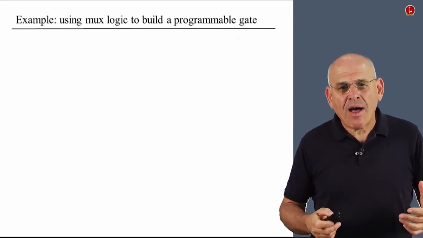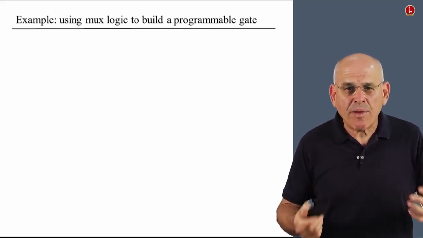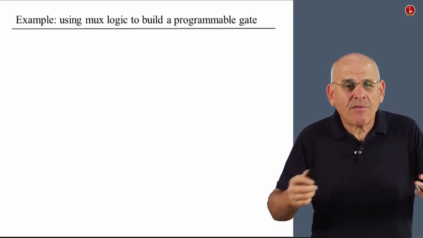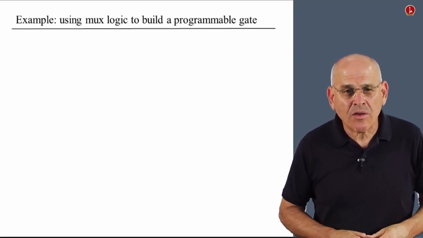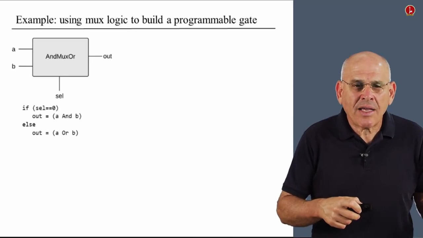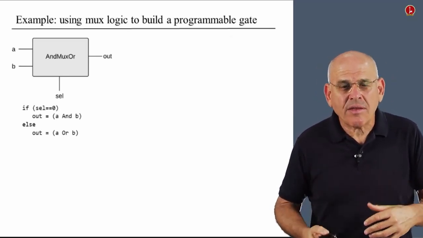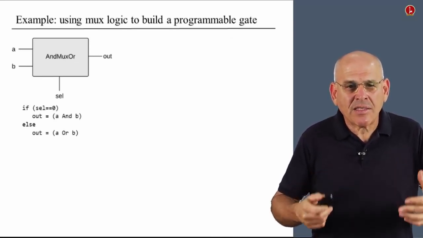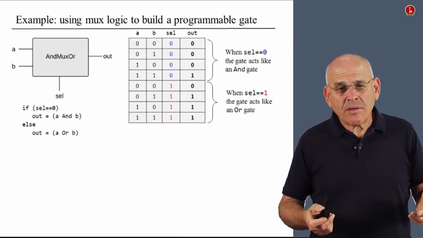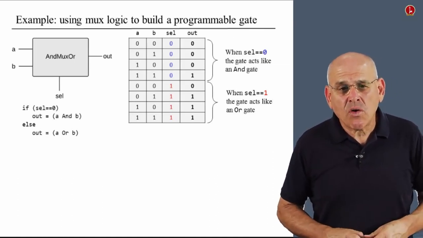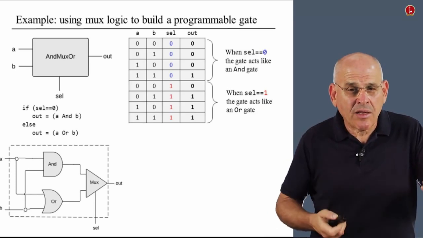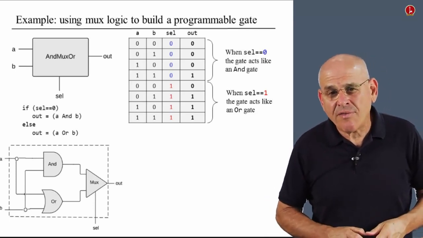So here's an example of how MUX logic comes into play in building what is sometimes called a programmable gate. Now, what is a programmable gate? It's a gate that can behave in one of several different ways according to our will. So here's a simple programmable gate that can act either as an AND gate or as an OR gate. If the select bit is zero, the gate acts as AND. If the select bit is one, the gate acts as OR. And here's the truth table of the gate, and you can convince yourself that it's consistent with what I said earlier. And here is how I can actually build it. I can use two gates, an AND and an OR, provided, of course, that I have developed them previously.